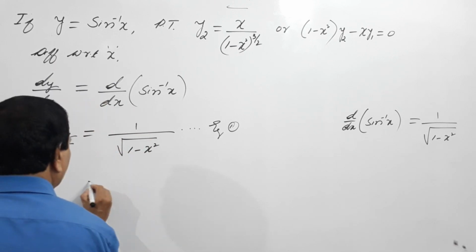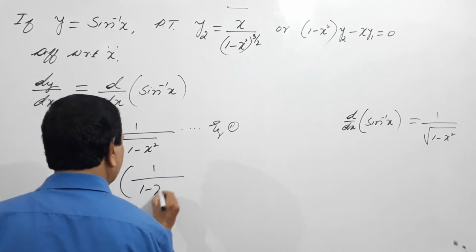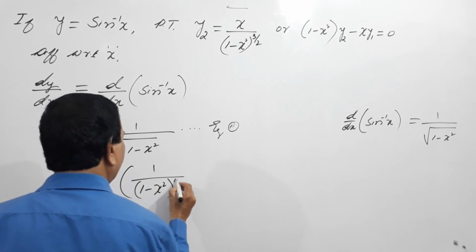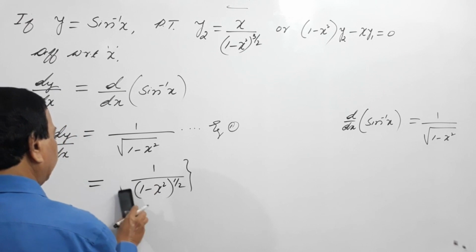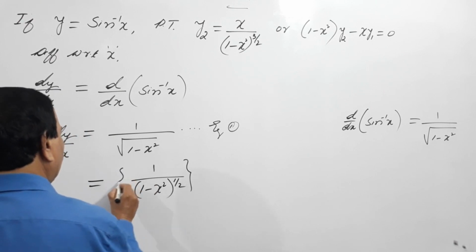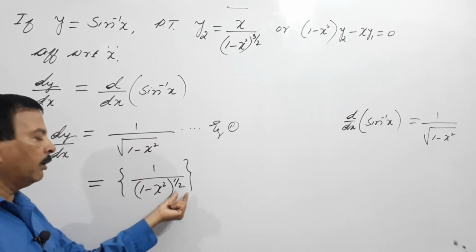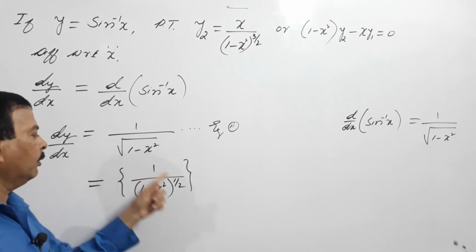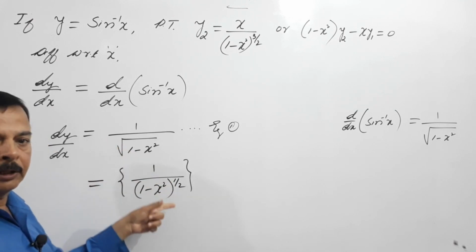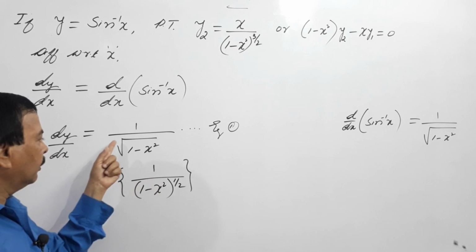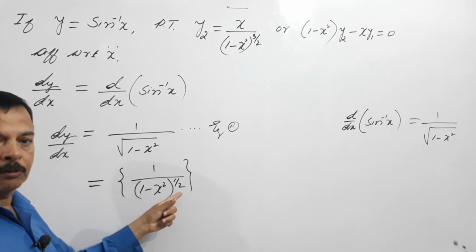So what I will do, this is nothing but 1 by 1 minus x square to the power of half. Can I write like this? If you want to remove the root, you have to put the power half. If it was cube root, it will be 1 by 3. If it is 4th root, 1 by 4. If it is nth root, 1 by n. So depending upon the root, we have to take this. Now as it is a square root, square root means to the power of half.